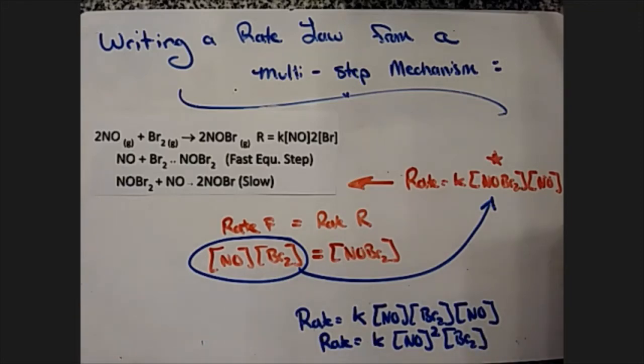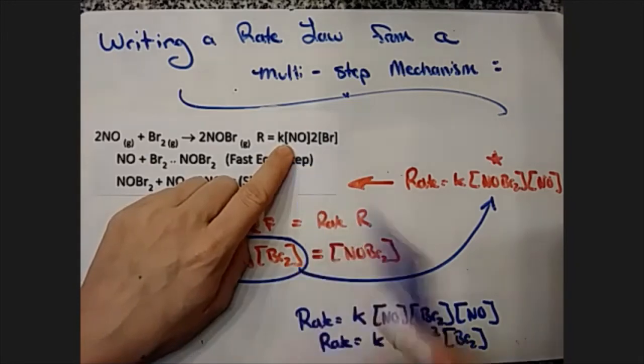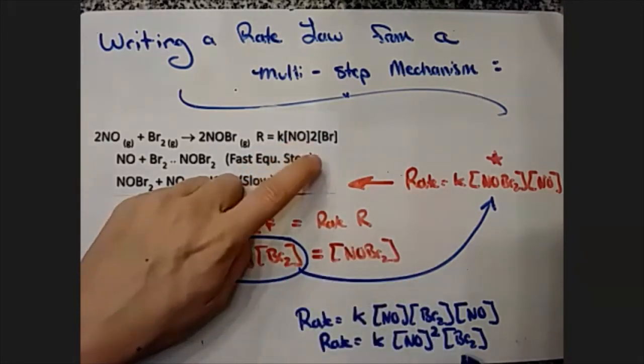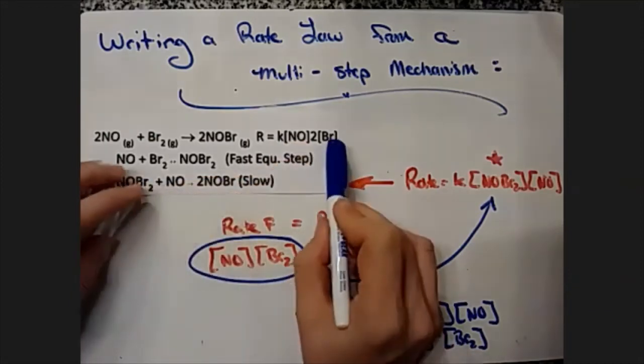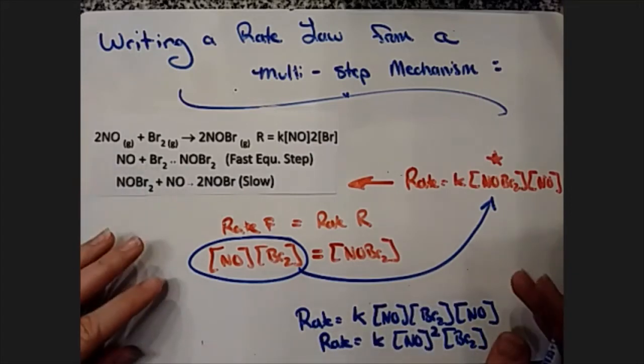So is this rate law consistent with what's observed? Well, I guess yes, it is. So I have rate equals K times NO squared times Br, and this should have a little 2 behind it. That's just a small typo, that's my fault. So yes, this is actually consistent.